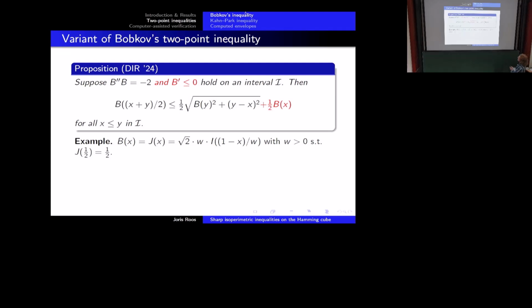So can we get such an inequality for the one-sided B? And the unfortunate answer is no, you cannot. At least not with the same assumptions. You need one additional assumption. So you need that the derivative of B is smaller or equal to 0.